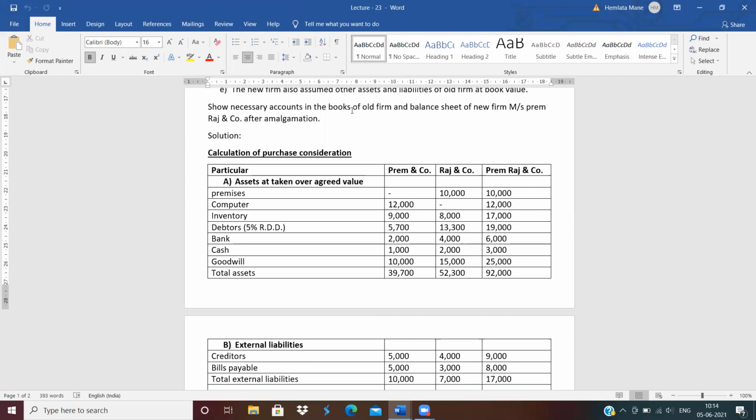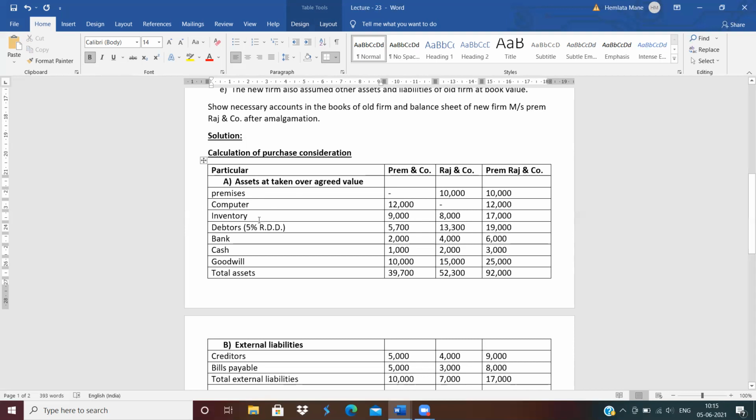So for solving the problem, you have to first calculate the purchase consideration. Now, how to calculate the purchase consideration? First is assets at agreed value. Premises revised value is 10,000. Computer revised value is 12,000. For inventory, no revised value is given, so inventory is written as it is. The new firm has not taken over the furniture, so don't write the furniture here.